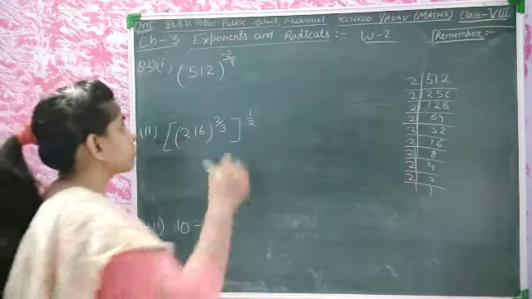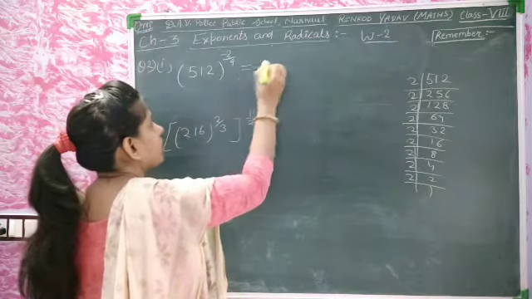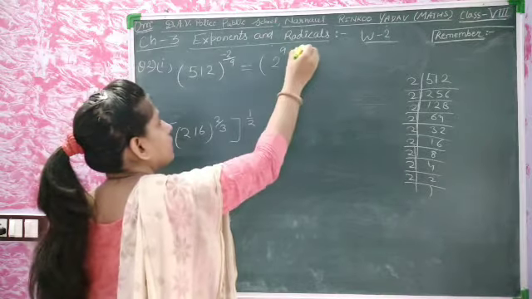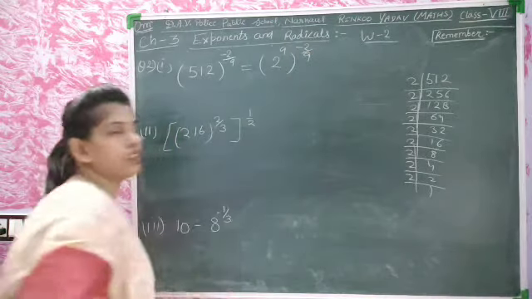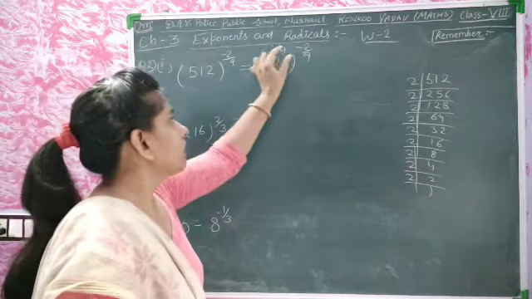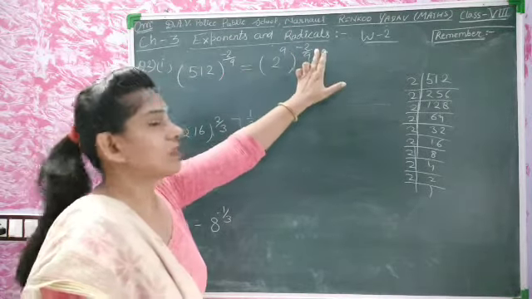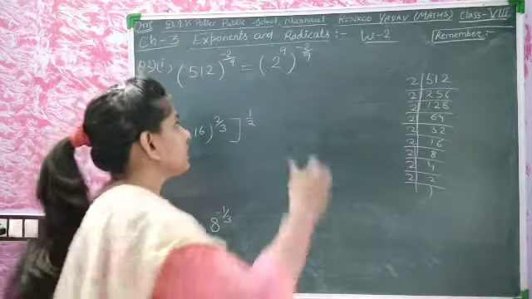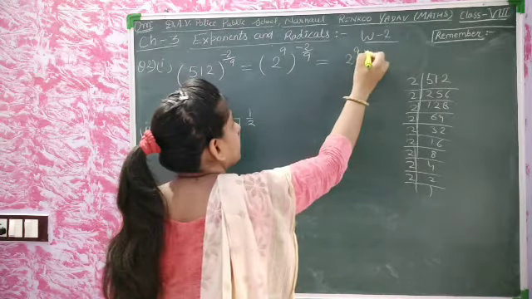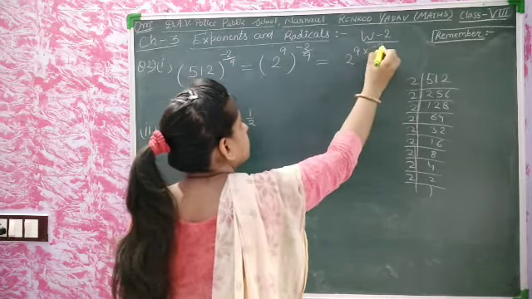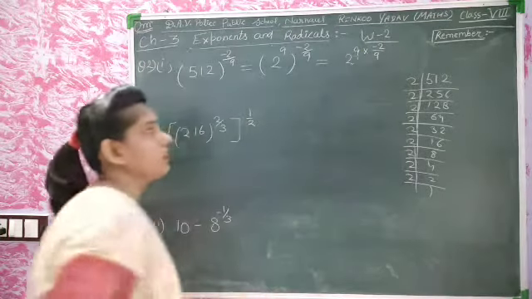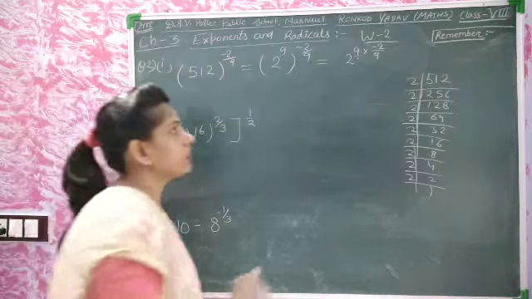Yes? Okay students? It means we are taking here 2 to the power 9 and to the power minus 2 by 9. And we have already done the laws of exponents, that the power of a power is multiplied. So it's multiplying here 2 to the power 9 into minus 2 by 9. If there is no number, then it will become 1.